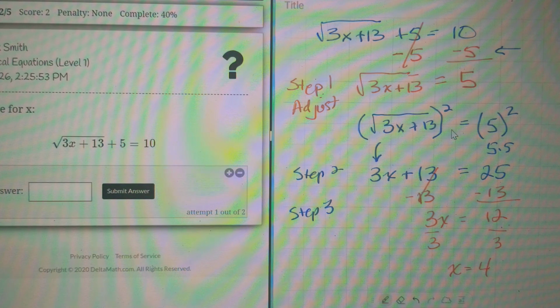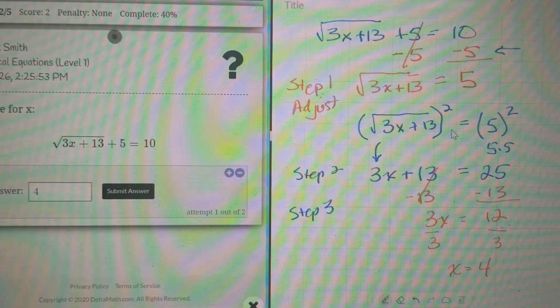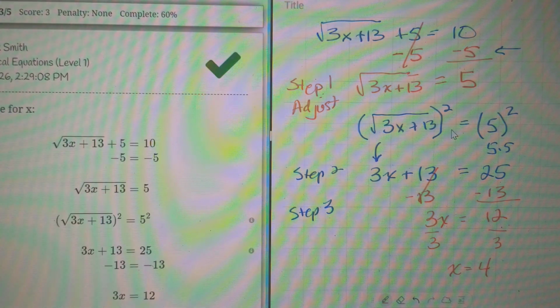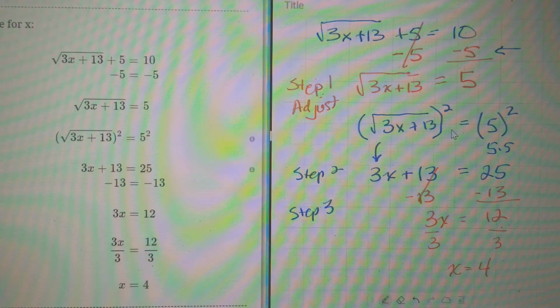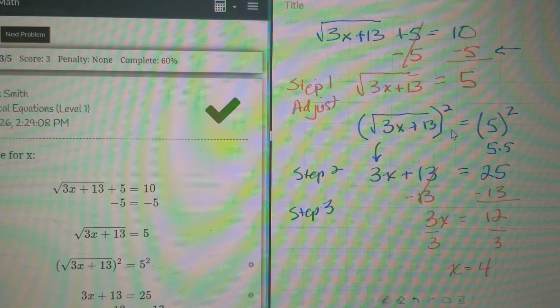So let's go back over to our other side here, and we're going to say that our answer is 4. Submit answer. Yes. Green check. Awesome. All right. And you can check here with the steps that they're showing you, and those are the same steps we used. Good luck with these.